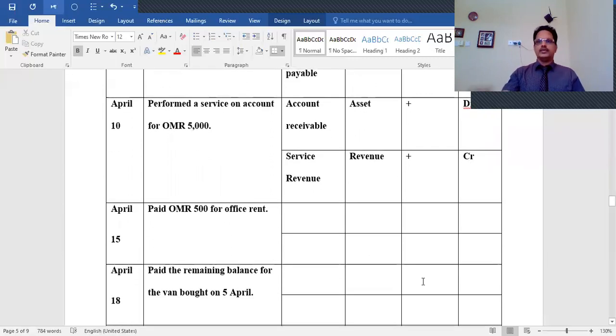Revenue increase means credit. That is according to the rule. We are not at all thinking about the traditional approach now. Only we have to think about the modern approach. The modern approach is what ACC is suggesting. Nowhere is the traditional approach in your material, but at the same time, you have to understand it.